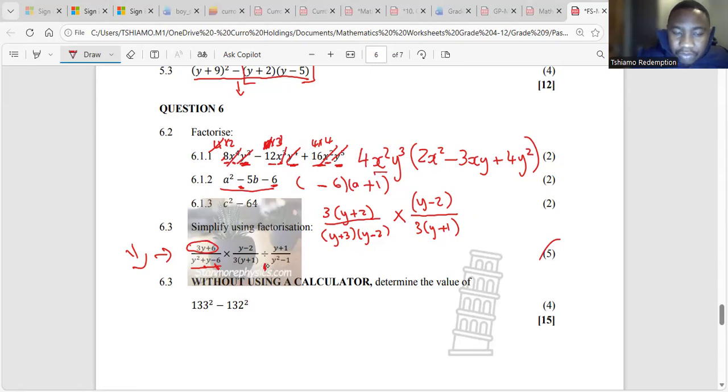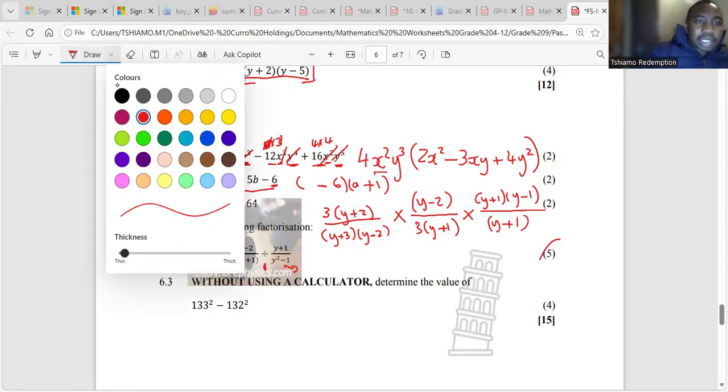Now, you remember from dealing with fractions, if I have a division, I can KCF: keep, change and flip. So I can change this division to a multiplication. Flip this one. It's a difference of 2 squares here, meaning y plus 1, y minus 1 over y plus 1. Then I can start canceling out.